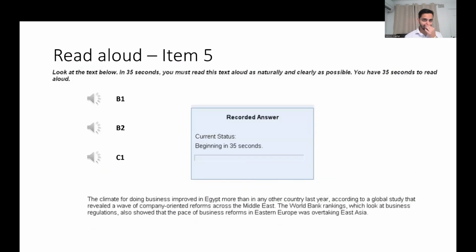All right, read aloud 5. So we'll look at B1 now.